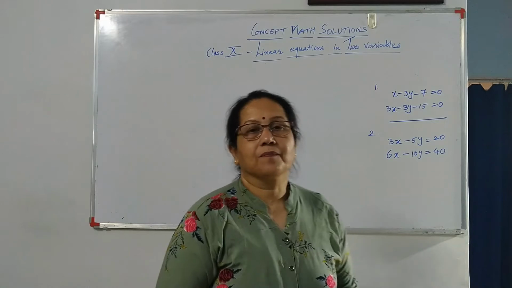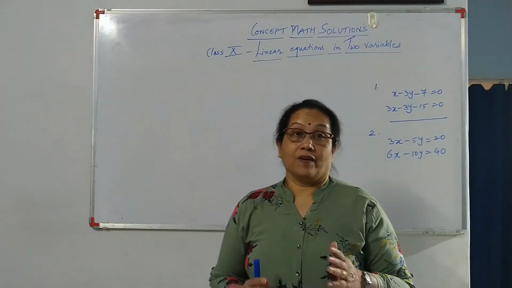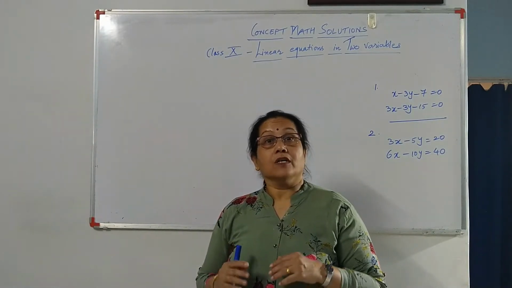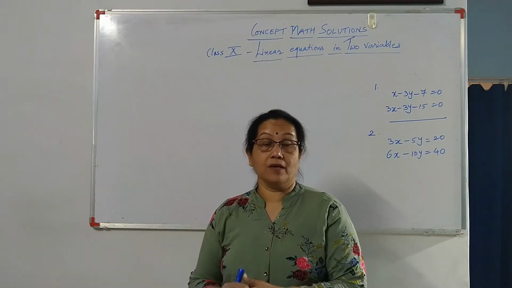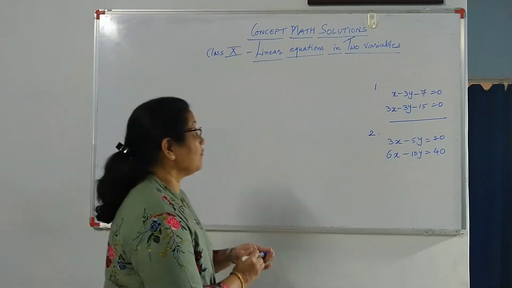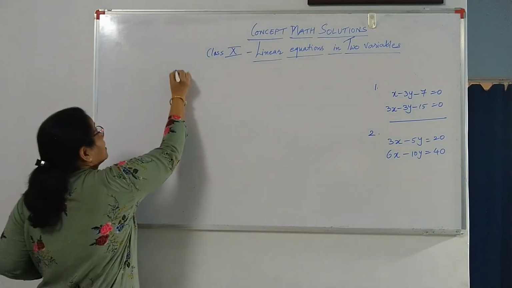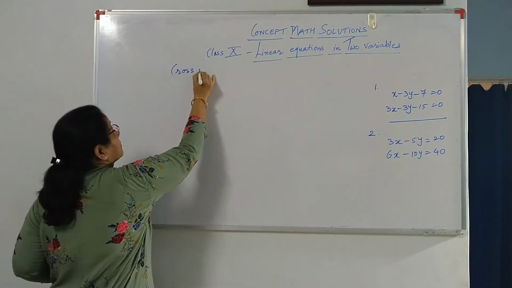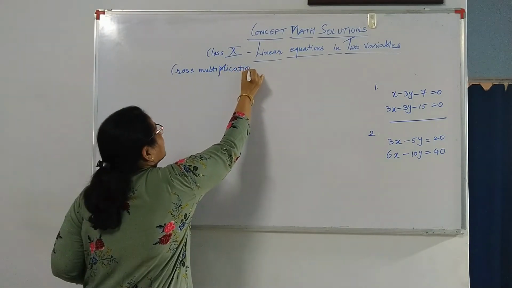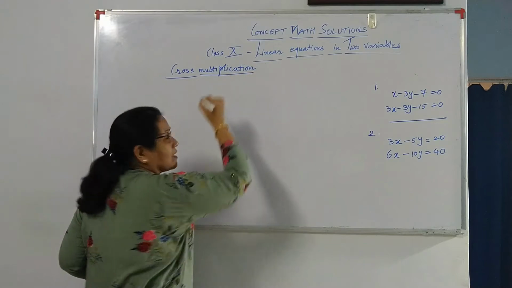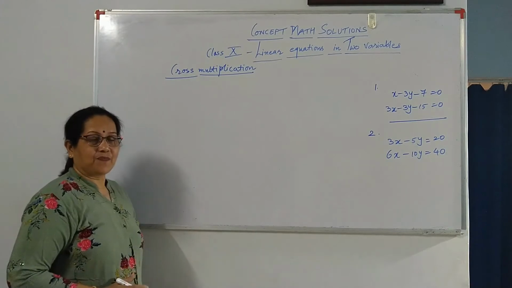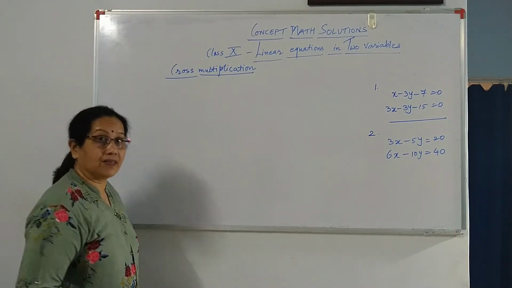Good afternoon, students. After working on method of elimination and word problems on linear equations wherein you have situations related to two-digit numbers, today we are going to discuss the next method of solving linear equations, and that is the method of cross multiplication. Now, this is going to be one of the easiest methods to solve linear equations. We'll begin with a little theory today to understand how the formula has come.